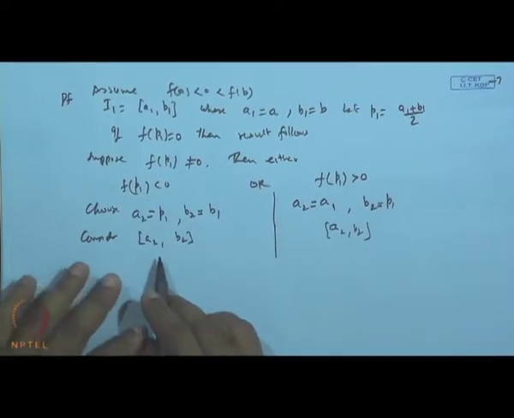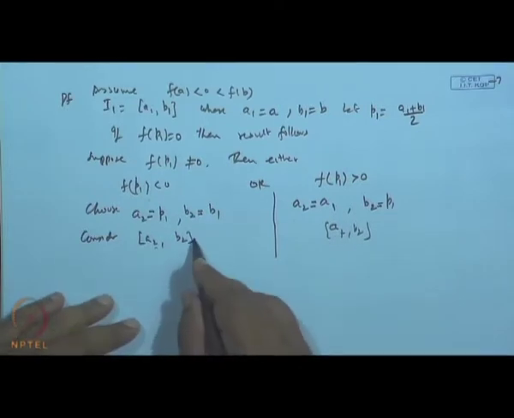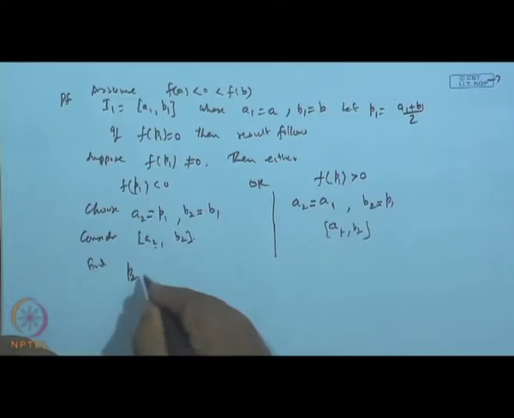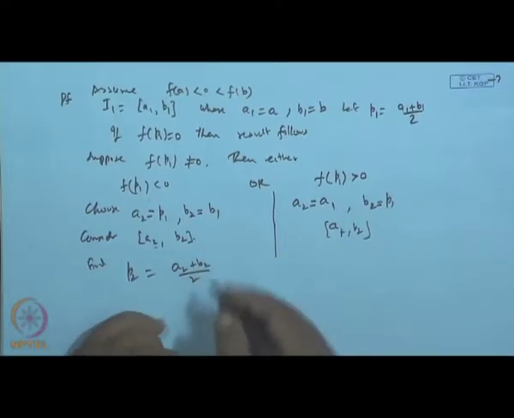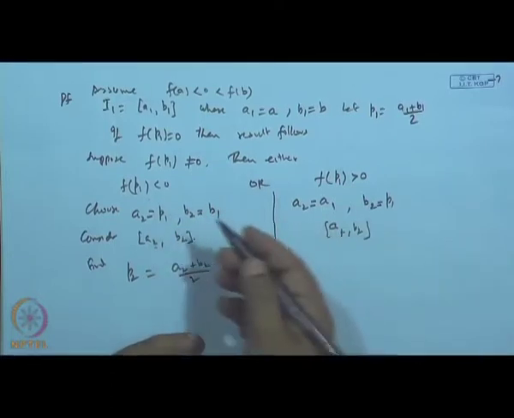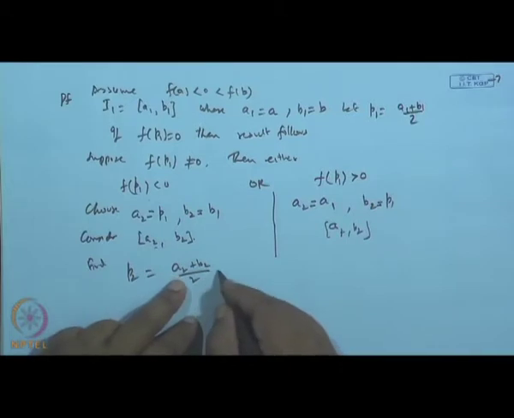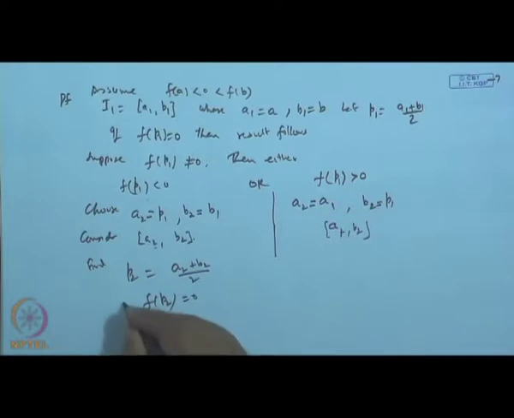This is fine, and then in one of the cases you will have an open interval. So, one of the intervals A2 B2 you would have, then find the point P2, which is again the half of this interval, that is basically A2 plus B2 by 2. Then test the functional value f of P2. If it is 0, then the result follows.